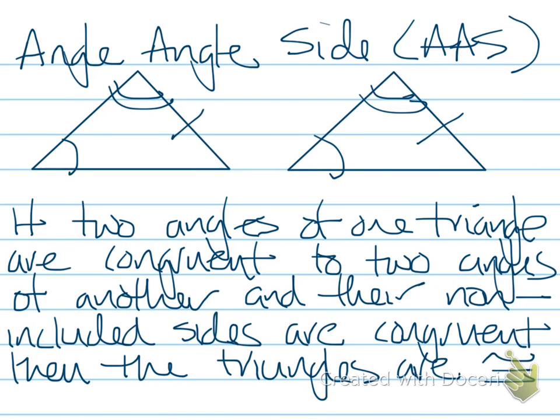And then the last test is angle, angle, side. If 2 angles of one triangle are congruent to 2 angles of another triangle, and the non-included sides are congruent, then the 2 triangles are congruent. All right, so in essence, if you can determine that 2 angles of one triangle are congruent to 2 angles of another triangle, and you have one side that's congruent, it doesn't matter whether it's included or not included, then you can determine that the 2 triangles are congruent by either angle, angle, side, or angle, side, angle.